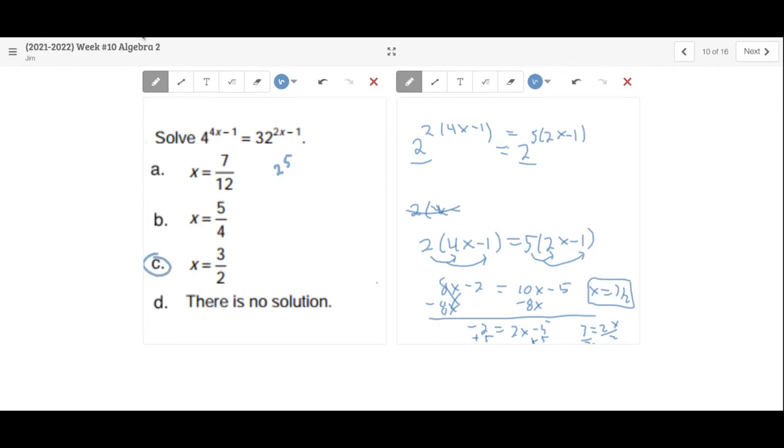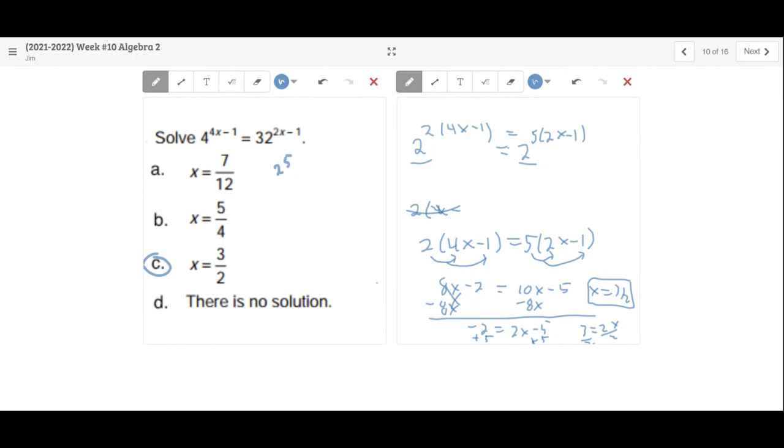Letter C. So the hard part, for some kids, is going to be just solving that equation. The algebra 2 is gone as soon as I got common bases, and then I just rewrote it as 4x minus 1 equals 5 times 2x minus 1. Then it's just algebra solving.